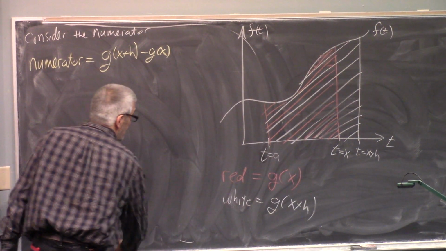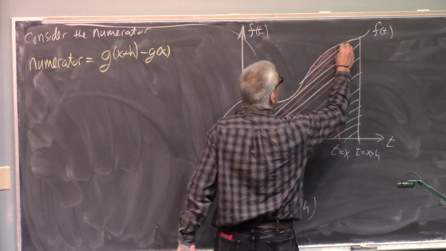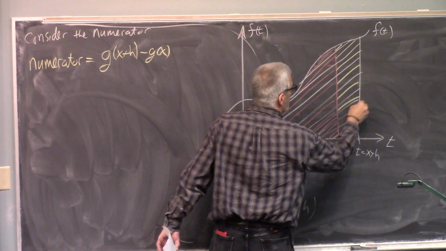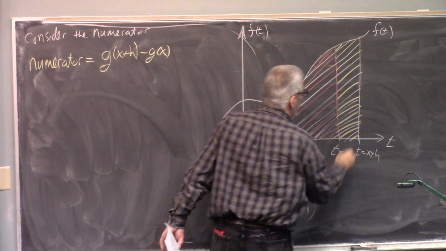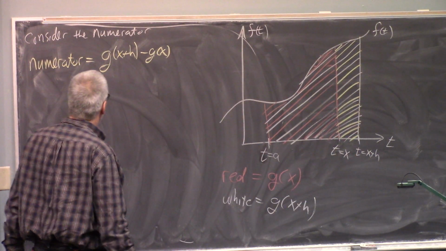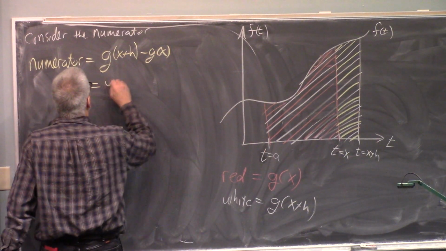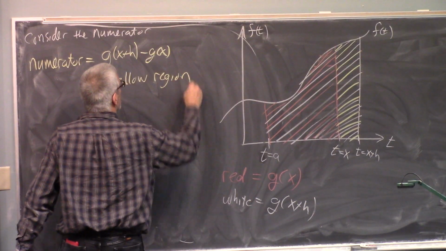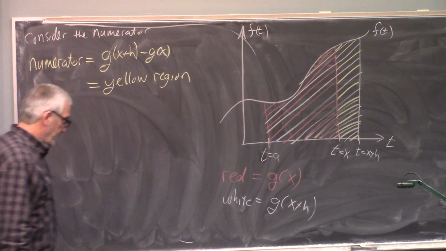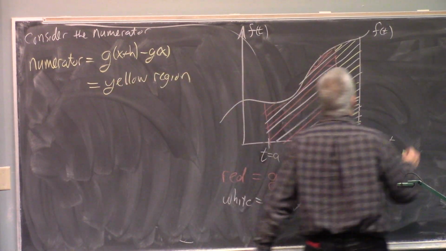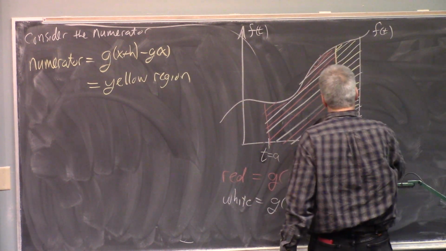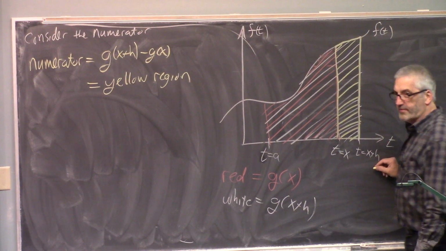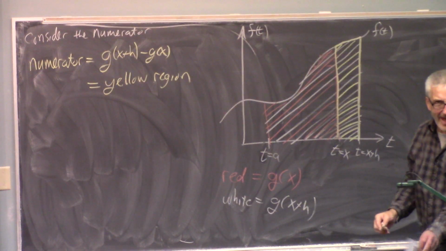And so this yellow region in here is that. So yellow, that yellow region is g of x plus h minus g of x. And we're interested in the number that's that area.